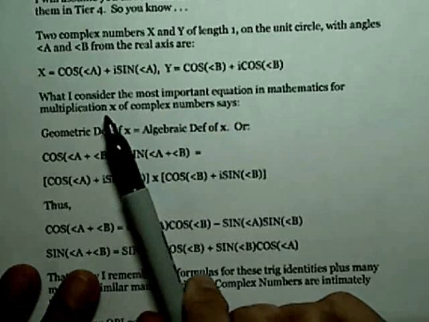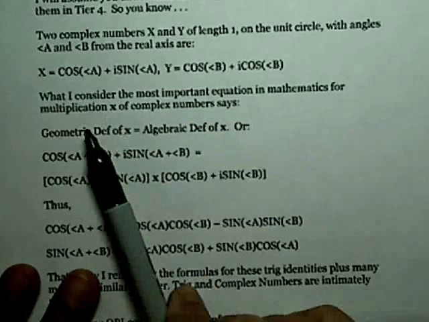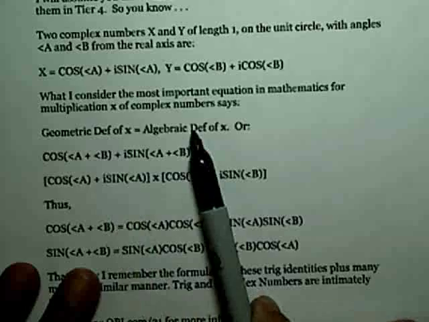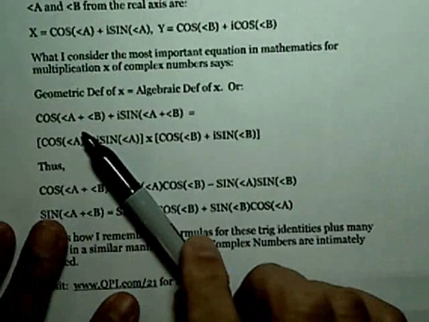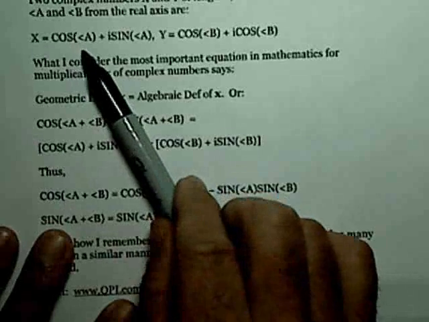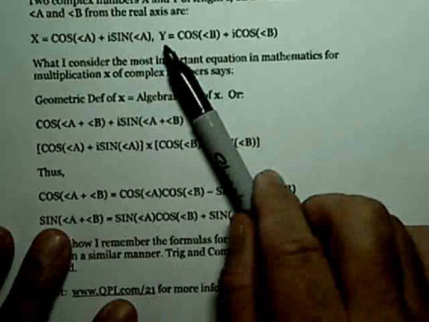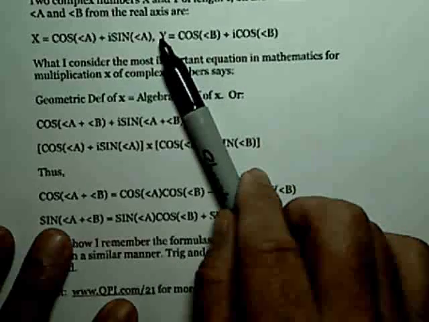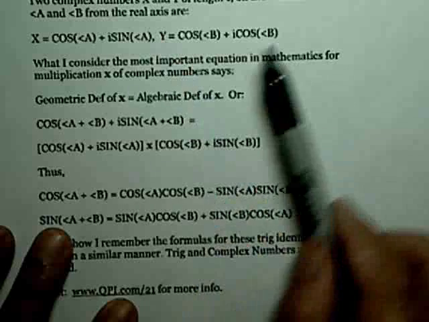Now, having said that, in fact, I consider the most important equation in all of mathematics myself to be this. This geometric definition of complex numbers is equivalent to the algebraic definition, because from that so much flows. And we start out with trigonometry. We know that if we take x as a complex number, cosine a plus i sine of a, y is cosine b plus i sine of b. Those are two complex numbers. We multiply them. We can use the algebraic definition and multiply them out.